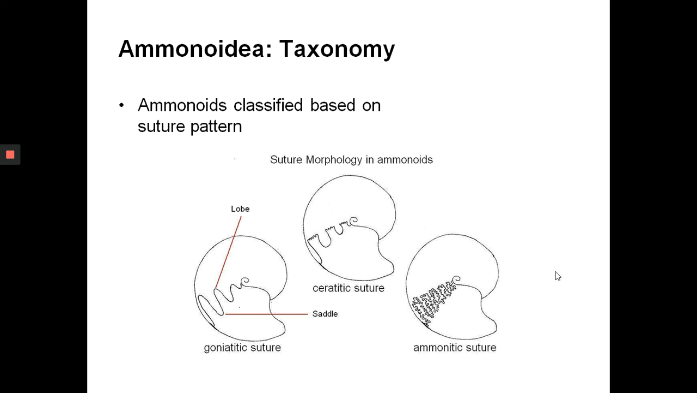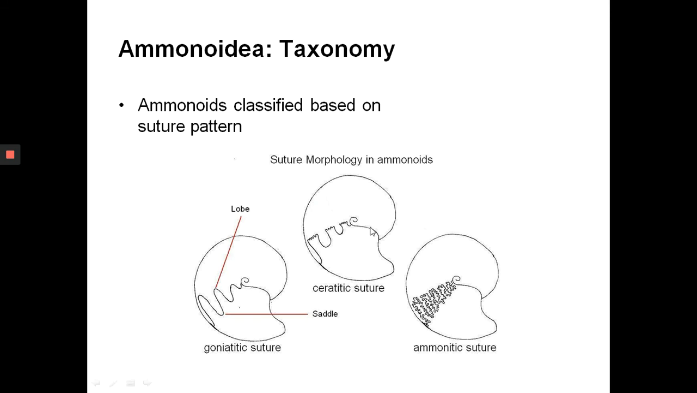Now, you can classify ammonoids based on the suture pattern, so it's very useful in taxonomy. Ammonoids are a very useful fossil group. They are used as index fossils to date rocks which are Mesozoic in age. They are very important there, and also Paleozoic in age.